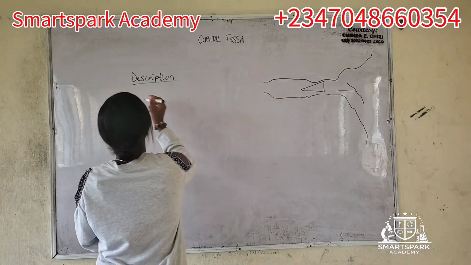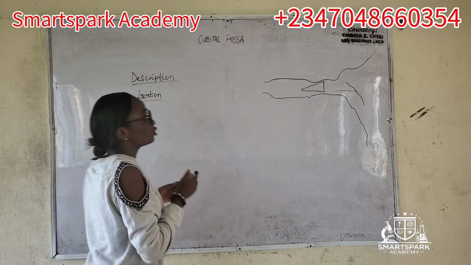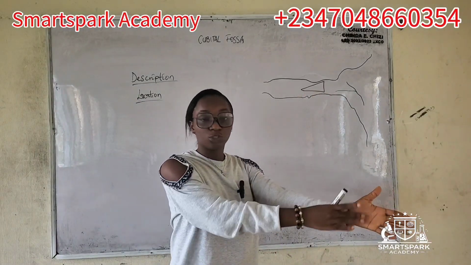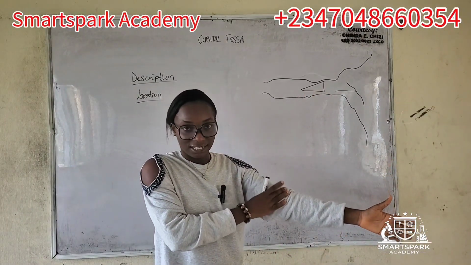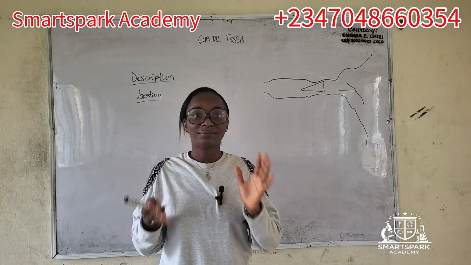Now the location, like I've mentioned already, is at the junction between the arm and the forearm. So when you stretch your arms with your palms open, this place here is where you can find the cubital fossa. With that, we look at the boundary.